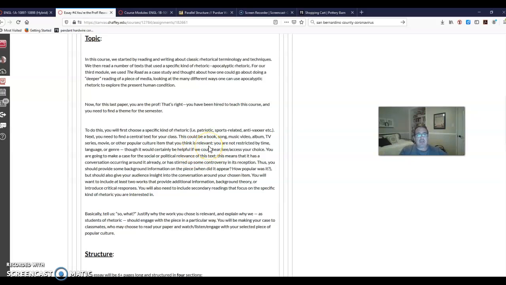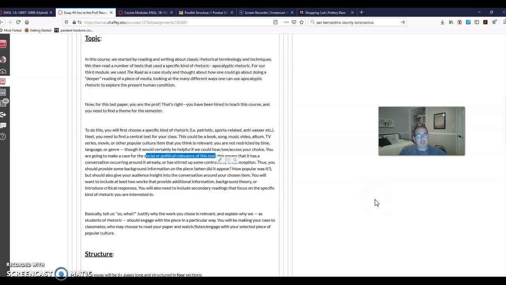You could really stretch this if you want. You're not restricted by time, language, or genre. Although, of course, it'd be helpful if we can access your choice. Don't choose something too esoteric, right? Because you want to make a case for the social and political relevance of this text, right? This has to be something that would be impactful for other Chafee students.